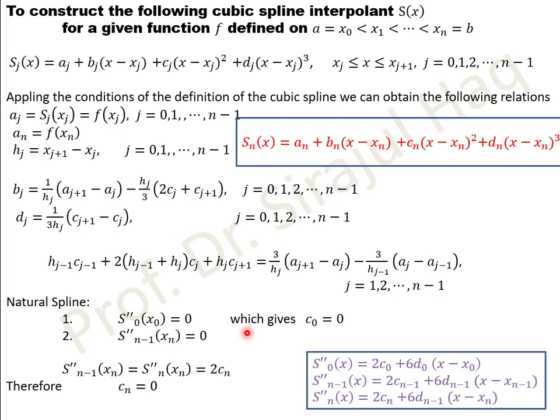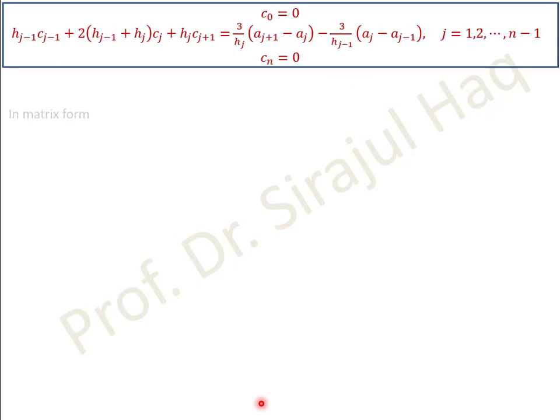There are two ways. Either use C naught is equal to 0 and Cn is equal to 0 in all these equations, and then you will have n minus 1 number of equations and n minus 1 number of unknowns. So you can deal in that way also. But remember, I'm counting n minus 1 equations plus this equation to go for the complete system. So let's see.